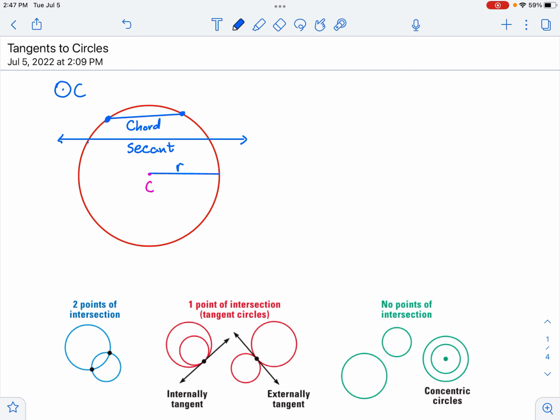Now, there's a class of line that touches the circle in exactly 1 point. Okay, like this. It touches the circle in exactly 1 point, and we call this a tangent. Okay, this is a tangent line. It touches the circle in exactly 1 point. Okay, so that's just some terminology.